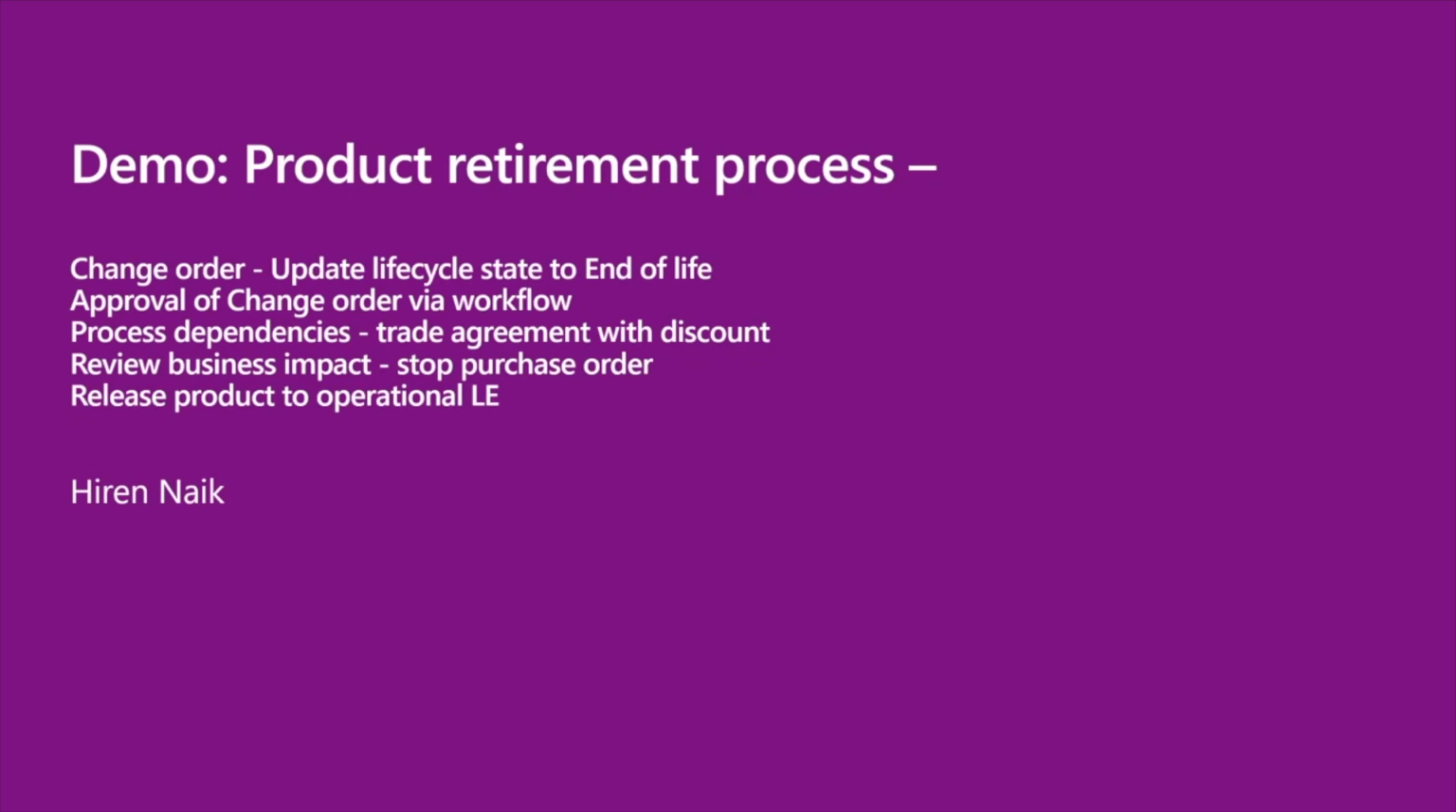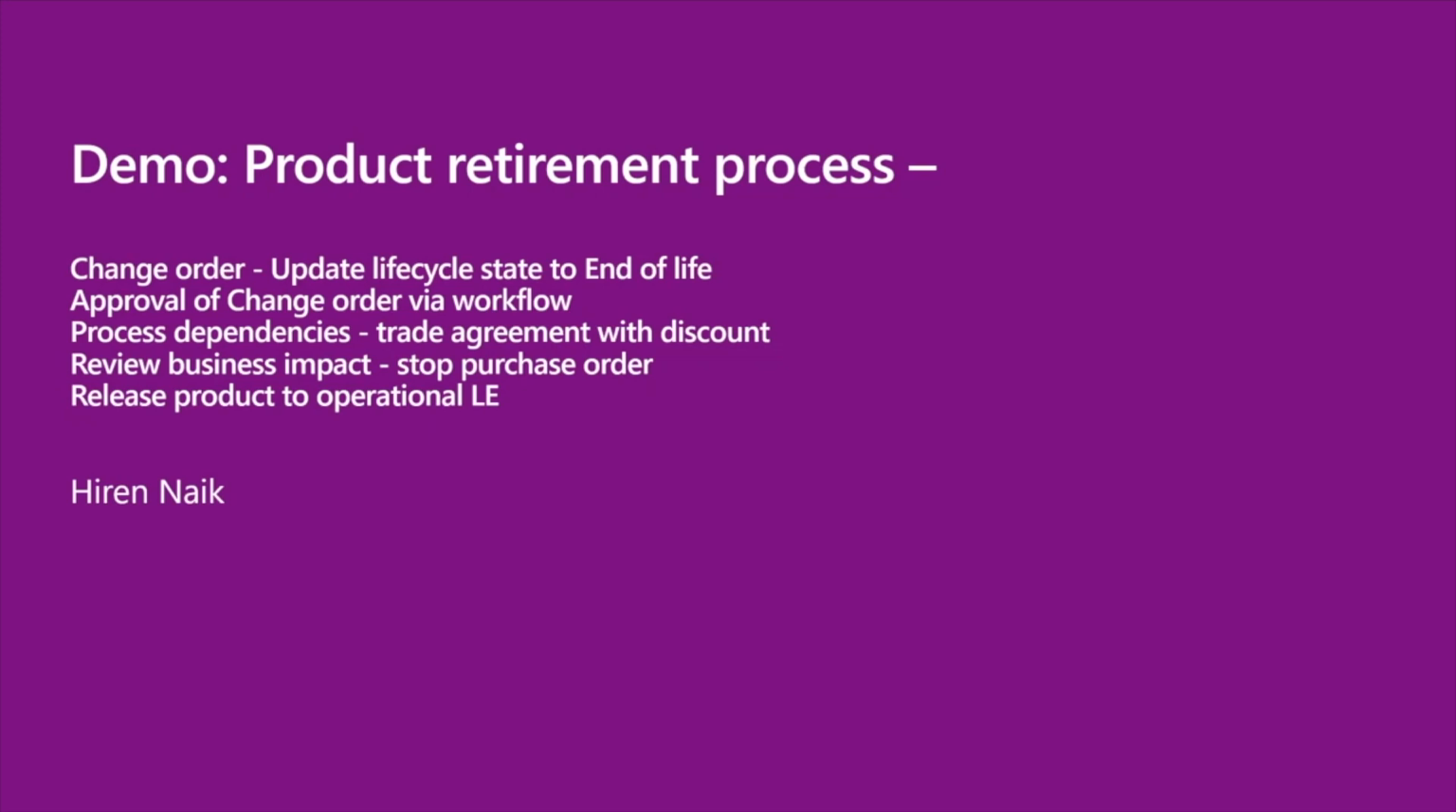So we'll showcase the business process through a change order where the product lifecycle state will be updated to end of life. Product business impact will be evaluated, and if there are any open purchase orders, those will be stopped, as well as the company planning to offer a discount for the remaining stock. Hence, new sales order transactions will be allowed for this product, which is in the end of life state, and any future sales orders will have a discounted price.